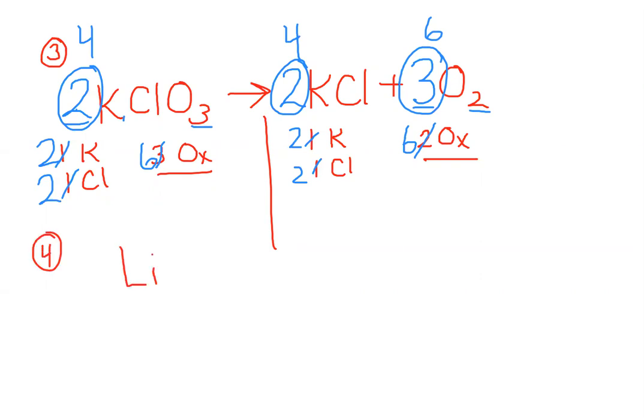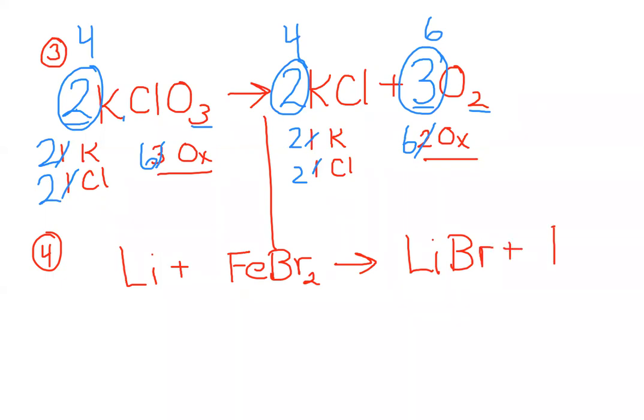Li plus FeBr2 yields LiBr plus Fe. Now they left little blanks in front of all of them. You don't always have to put a coefficient there. Sometimes you're just going to leave the 1. All right, let's see what we've got.